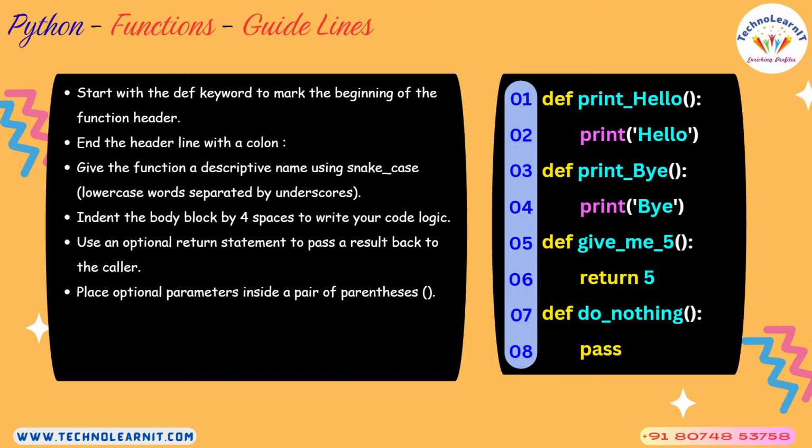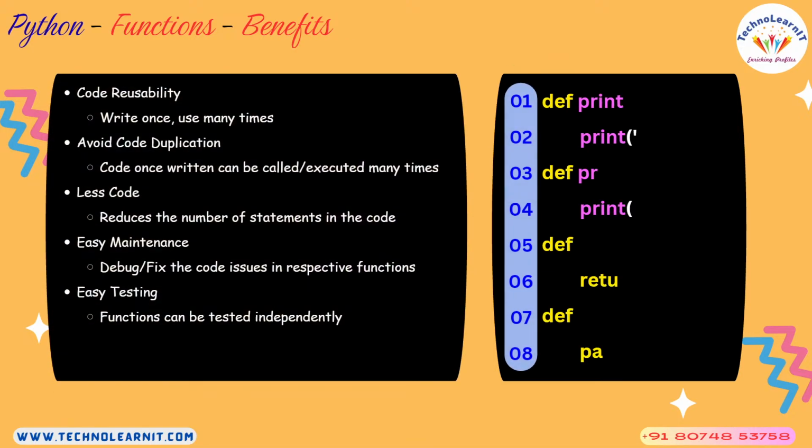All right, indent the body of the block by 4 spaces. That's what you see, the indentation where the body or the statements within the function have just moved towards the right by 4 spaces. And use an optional return statement. The return statement is optional, but if you want to return some value back from the current function, you have to use a return statement. We'll see all of this practically. And optional parameters should be placed within braces. What those parameters are and what is the difference between arguments and parameters, we are going to look at in some time.